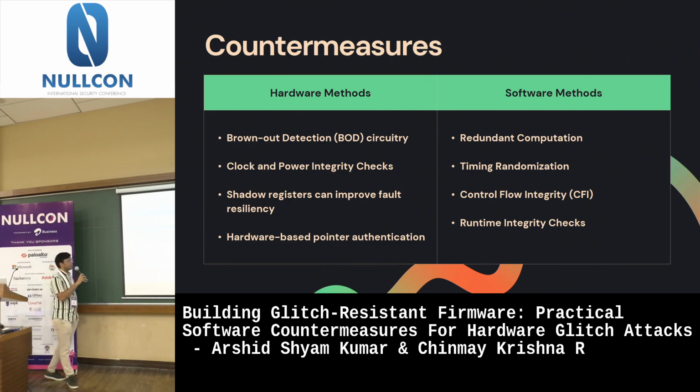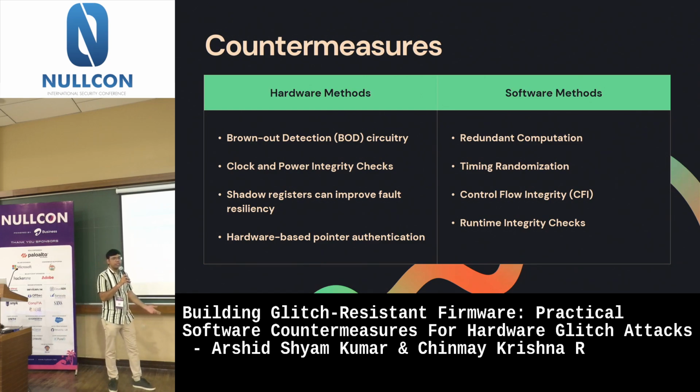And when it comes to software, there are some known methods. Redundant computation: instead of checking the password once, you check twice. The glitch might skip the first check, but your code will execute the second check and it won't give access to the attacker. Second is timing randomization. The glitch works on predictable timings. If you randomize when that critical section of the code will run, it becomes a lot harder for the glitch to be successful.